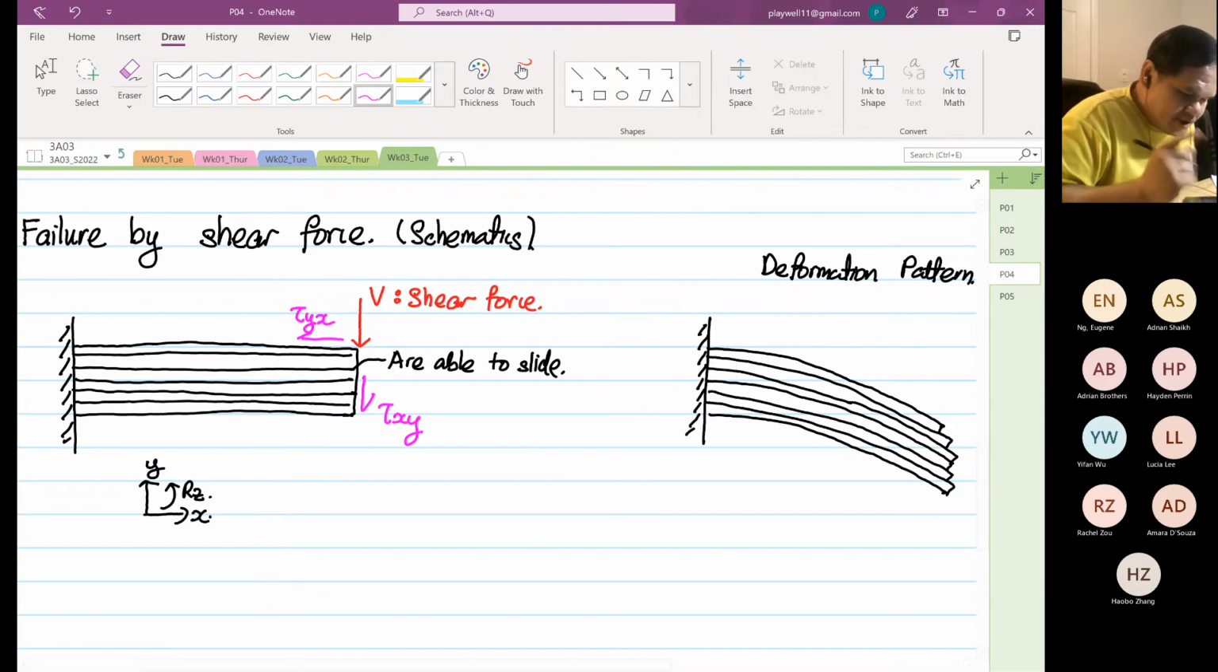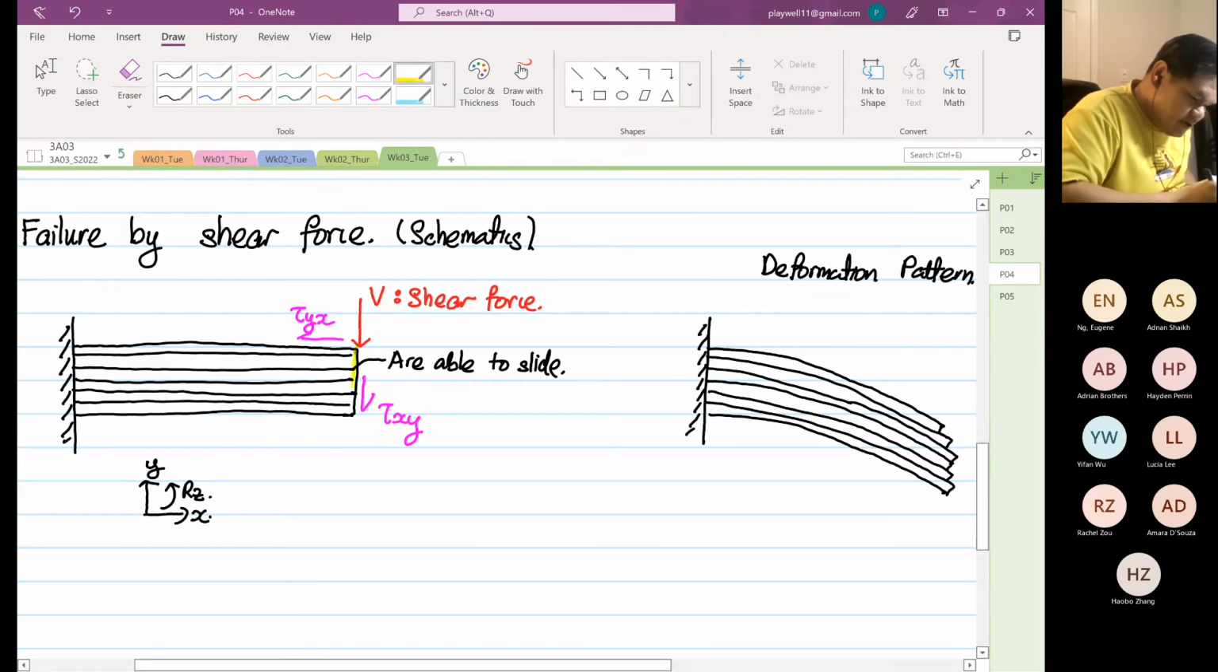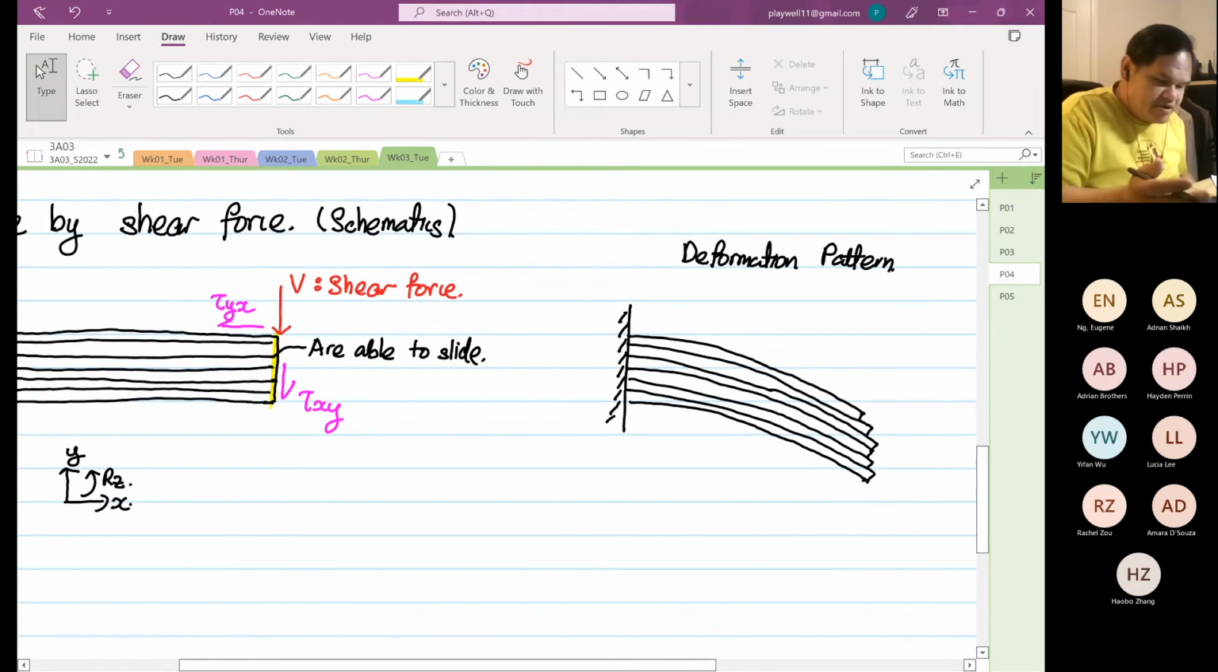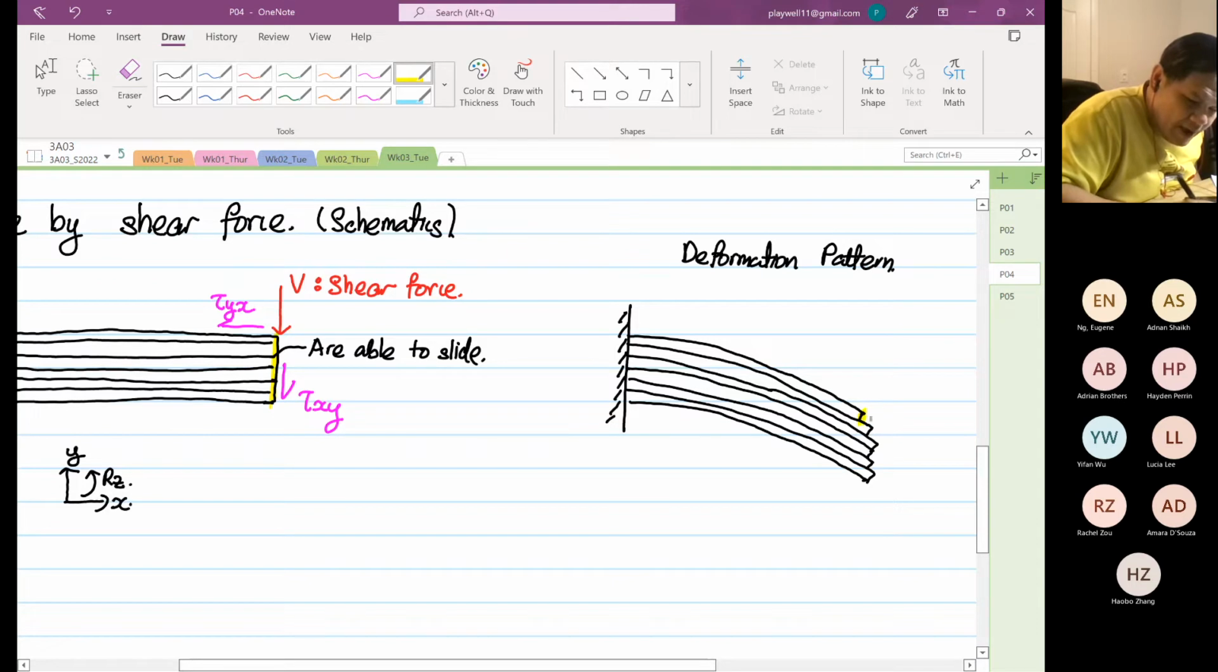Now, the interesting thing is this. When we calculate shear or the shear stress, the area of interest is in this direction. Okay, the vertical plane. Now, if you look at the diagram on the right-hand side, where failure occurs is not on the, now I'm going to highlight the yellow surface, okay? It's not on this surface.